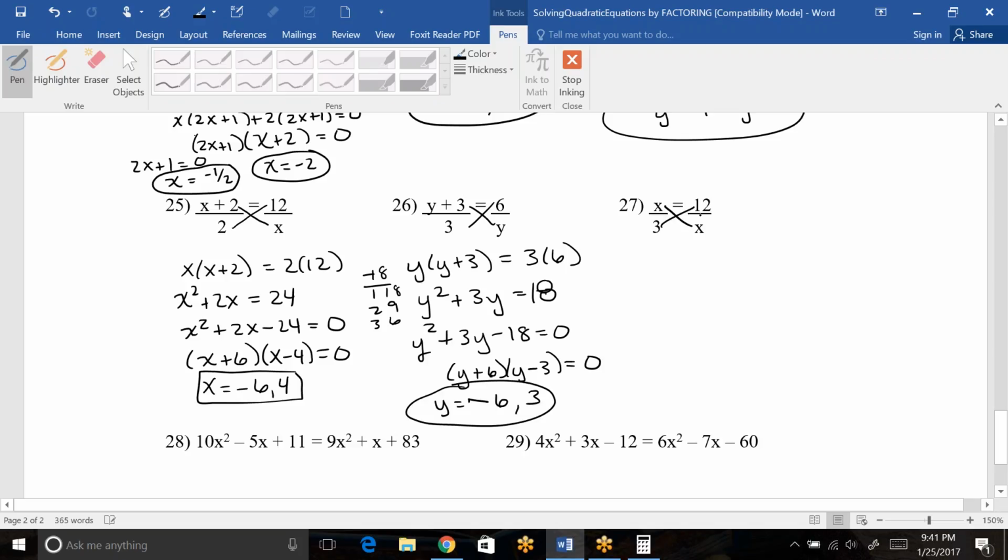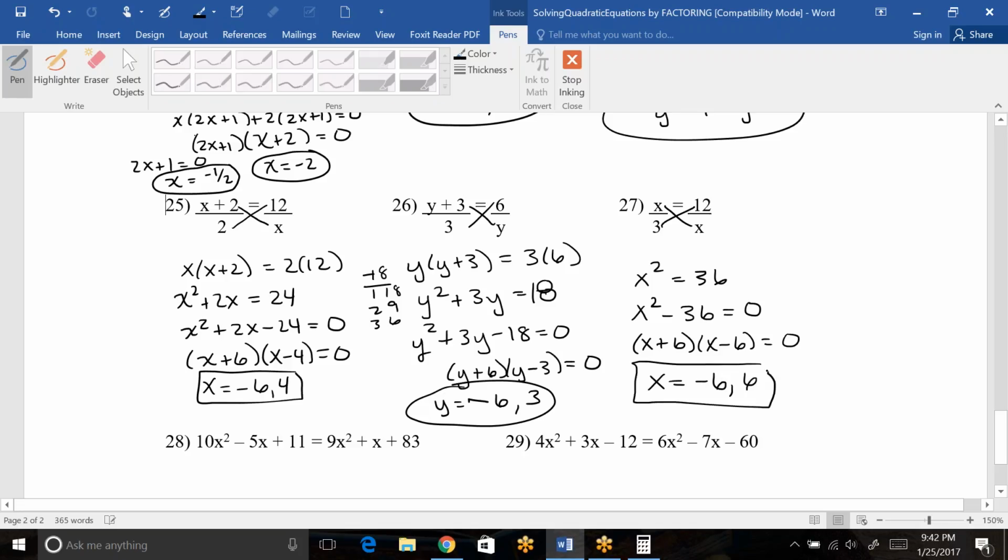And in this one, you cross multiply, you get x times x is x squared, and 3 times 12 is 36. You still want to move this over so you can try to factor it. It turns out to be perfect squares. So we get x plus 6 and x minus 6 equals 0. So we get -6 and positive 6 when we set them both equal to 0 and solve.